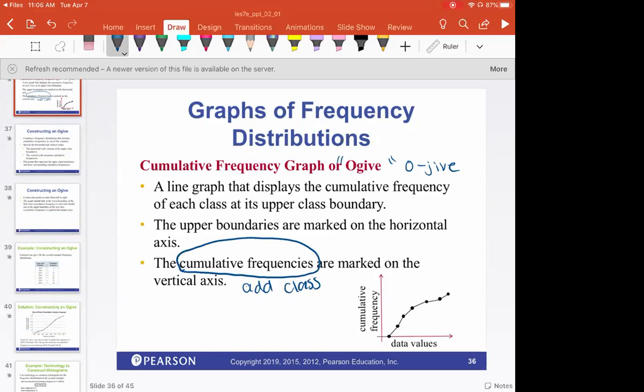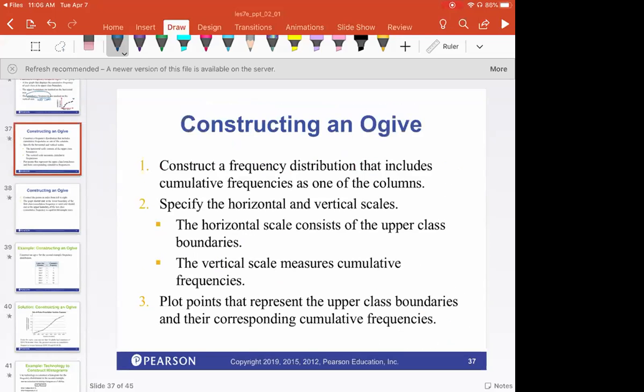So whatever number you have, you add them up, you have a total number, you're going to add the next one. So this makes it so it's always going up, right? Our polygon graph, we only use the frequencies, so it makes these weird shapes, these weird dips. But with an ogive, we're always going to add, so it's always going to keep going up.